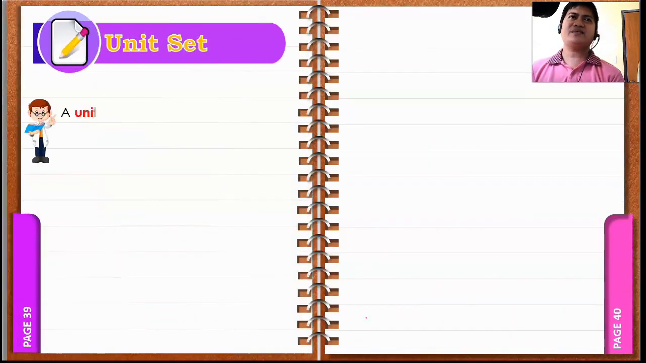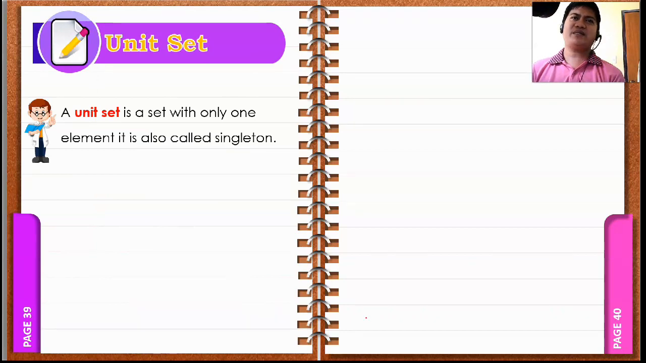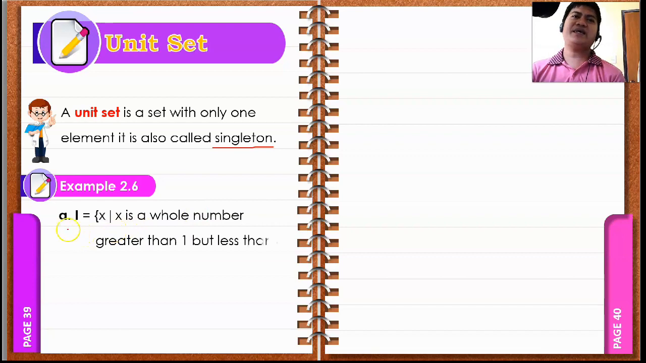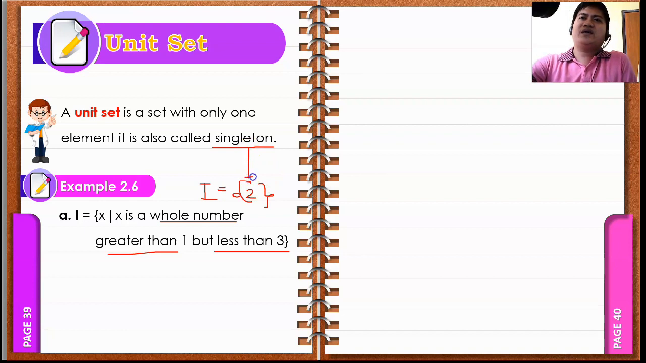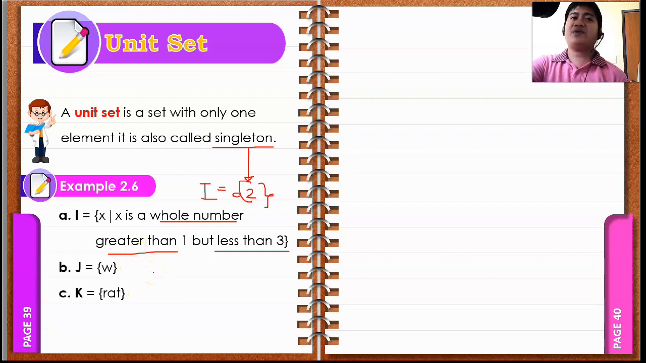Okay, next we have the unit set. A unit set is a set with only one element. It is also called a singleton. It means the set has only one element in it. For example, we have the set I, a set of all x where x is a whole number greater than 1 but less than 3. In this case, I equals {2}. The element of set I is 2, which is only one element. So this is an example of a unit set. Obviously, the next example is also a unit set, and the third example also.